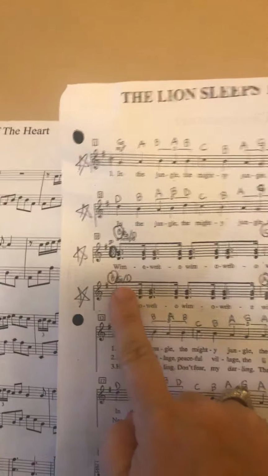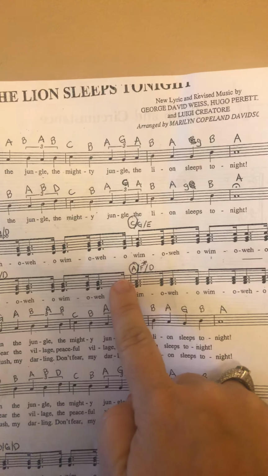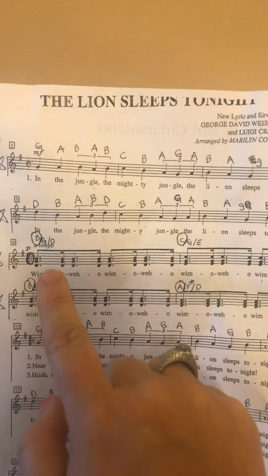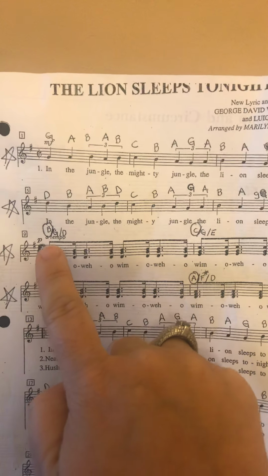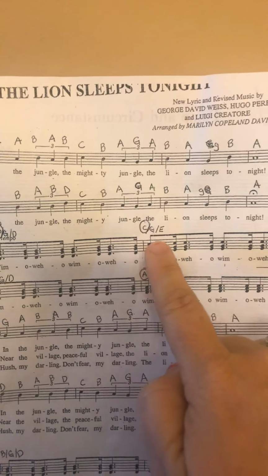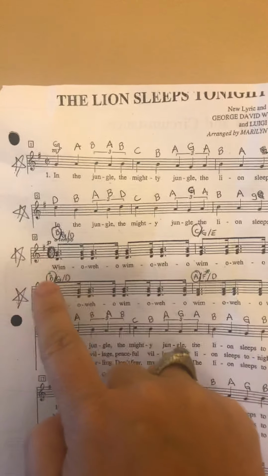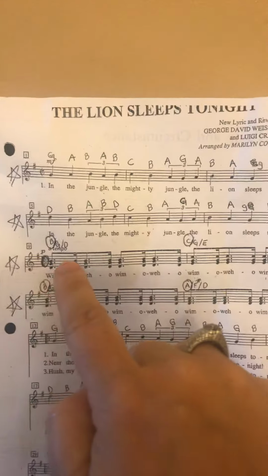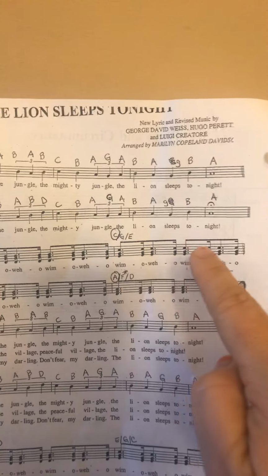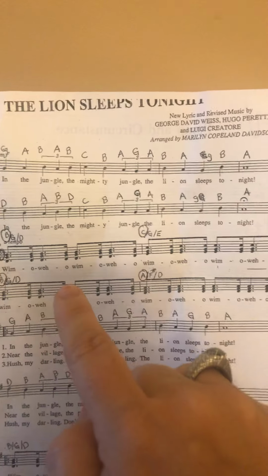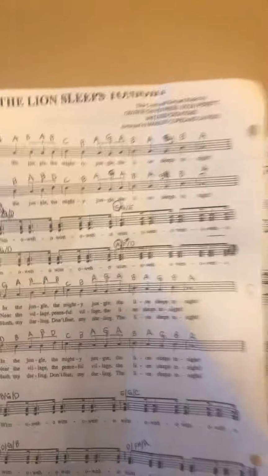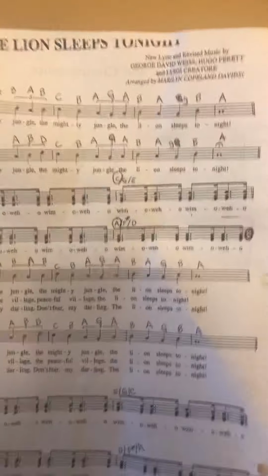We are going to repeat these 2 lines. So it's going to be do do do do do do do. Whoops, I pointed at the wrong spot. My bad. So here we go. Do do do do do do do. So we're going to repeat that section.